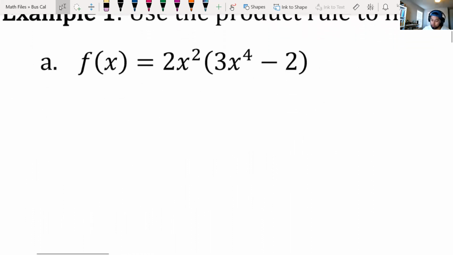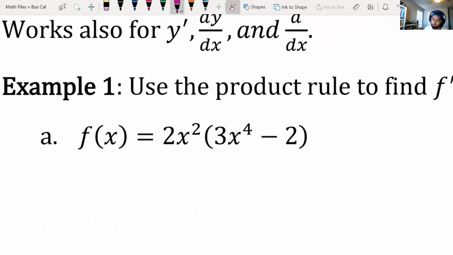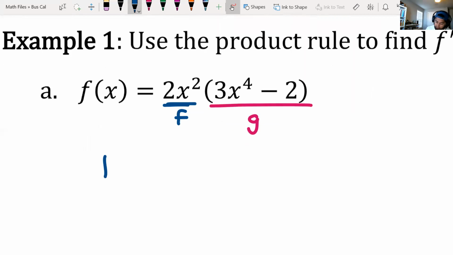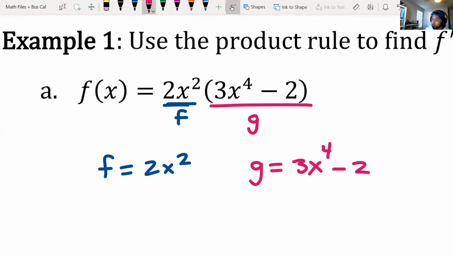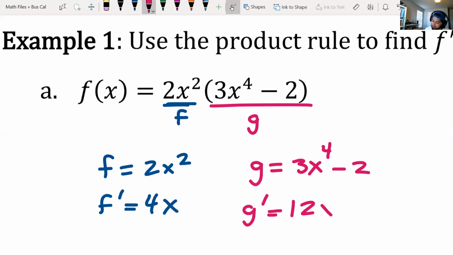So first up, example 1. To start the product rule, we have to label our functions. The first one will be f, and the second function will be g. So now I'm just going to rewrite those down below. F is 2x squared, and g is 3x to the fourth minus 2. Now what we're going to do is take the derivative of f and g. So f prime is going to be 4x, and g prime is going to be 12x cubed.